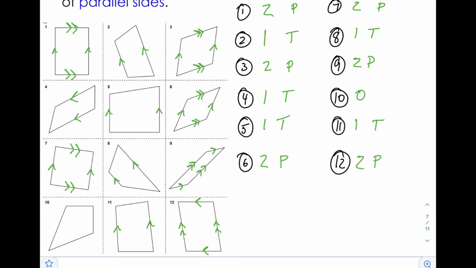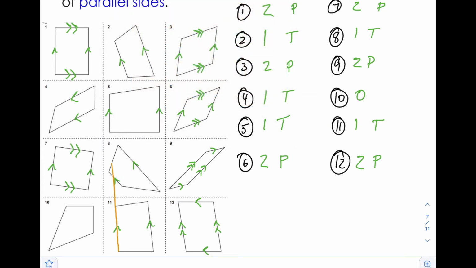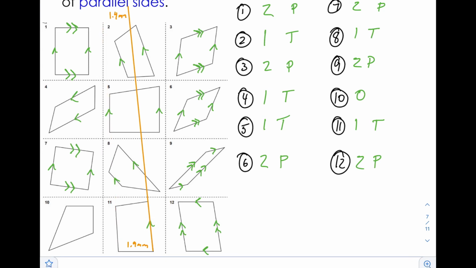If you're ever not sure, what you can do is extend the lines. So for 11, for example, if you're not sure if those are parallel or not, you can use your ruler to draw nice straight lines. Once you extend them, then it's usually pretty clear if they're parallel. If I measure, on my screen here, they're about 1.9 millimeters apart here at the bottom. And at the top, they are 1.4 millimeters apart. Yeah, they do look like they come together. So number 11, good thing I double checked, because those are not parallel.